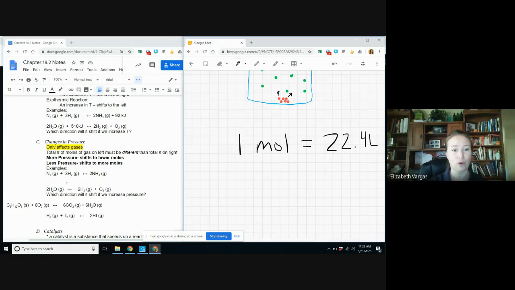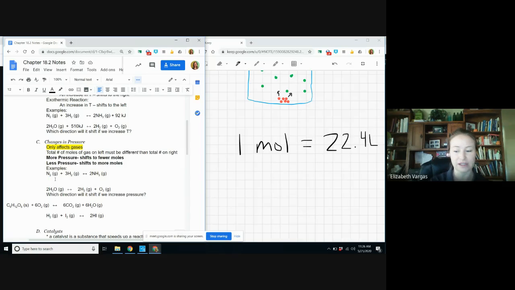So if I have 4 moles, that means the left side of this equation takes up, times 4, can I just call it 89 liters? The left side is going to take up that much. The right side is just 2 moles of gas, so it's going to take up twice as much, so 44.8 liters. So the right side takes up a lot less space than the left-hand side does, and that's why when you add pressure, it's going to shift towards the right.